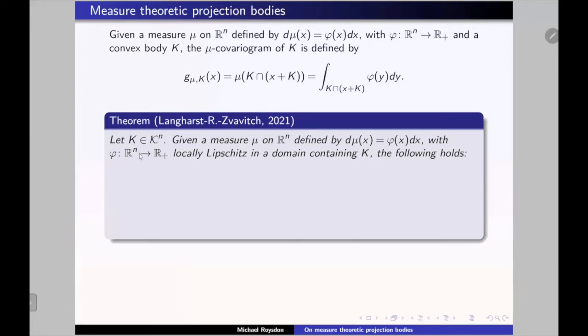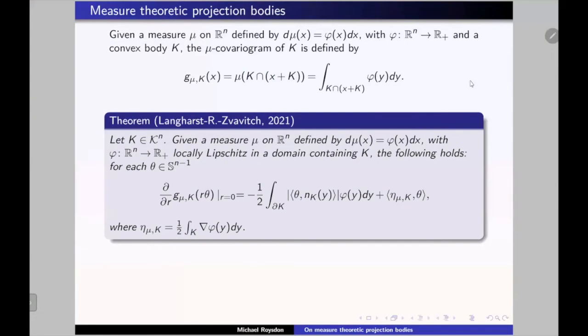We asked that for any convex body K and any reasonable measure, a measure whose density is Lipschitz in some neighborhood of K, you get an expression for the radial derivatives of the mu covariogram. We showed that the radial derivative of the mu covariogram at R equals zero is minus 1/2 the integral over the boundary of K, the absolute value of the scalar product of the direction with the outer unit normal of K at y, times the density dy, plus some inner product of a vector with the direction.